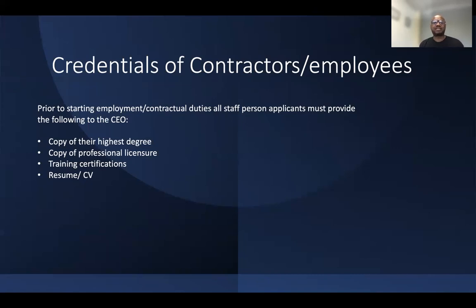Last but not least, credentials of contractors, employees, and all staff persons. So one of the things that we require, and it's a myriad list of different items that we need, but as it relates to credentials, we need a copy of your highest degree, professional licensure, if applicable, any training certifications, a resume, and a curriculum vitae. This is all of the information that we have for our outpatient mental health clinic.